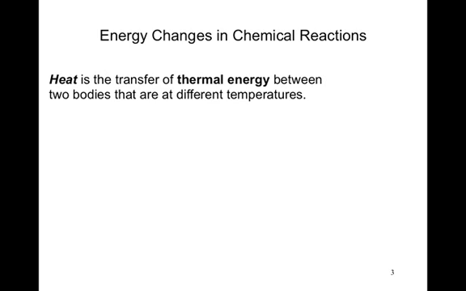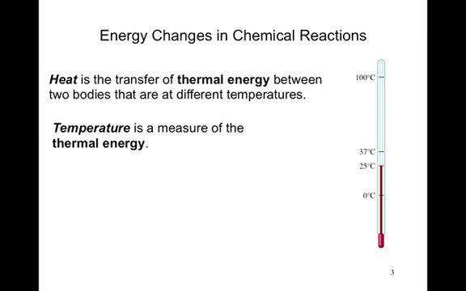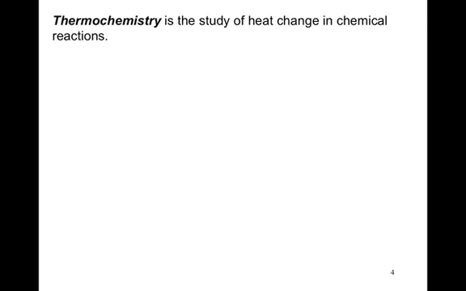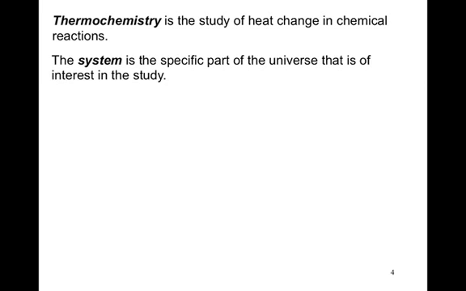So heat is defined as the transfer of thermal energy between two bodies that are at different temperatures. They have to be at different temperatures in order to transfer heat, of course. Temperature is a measure of thermal energy. Temperature does not equal thermal energy, however. Temperature is more of a measure of the average kinetic energy of a substance, but it's not the total thermal energy of the substance and all the atoms in the substance. We couldn't really measure that. Temperature is just sort of our scale we use because it's convenient. So thermochemistry, which is what we're doing this chapter, is the heat change through chemical reactions.